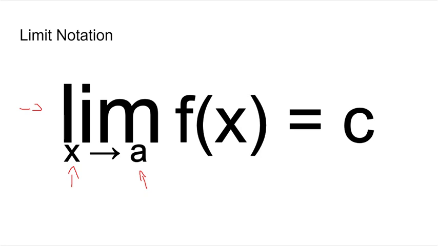For example, if you're trying to find the limit at the point 5, right, it's going to be the limit as x approaches 5. F of x, this is just your function, right? Pretty obvious. And then C is the answer to the problem. It is what the limit is when it has been evaluated.